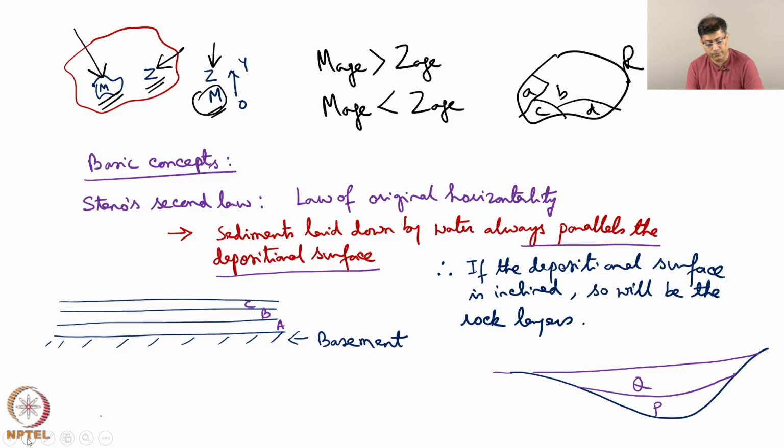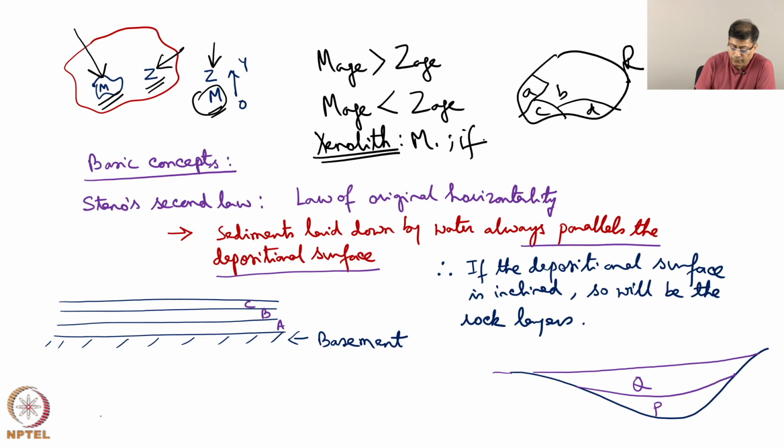Now, in case of igneous rocks, say Z is an igneous rock, M can be called a xenolith.